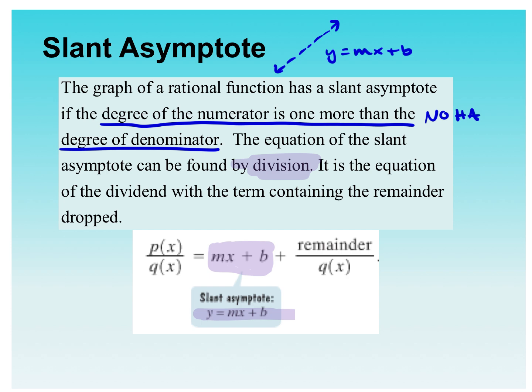So we only care about the x and the constant. The remainder, we're going to get rid of it. We drop the remainder. So you'll end up with a remainder. It's not going to divide in evenly, but you just drop it. Get rid of it. It doesn't matter what your remainder is.